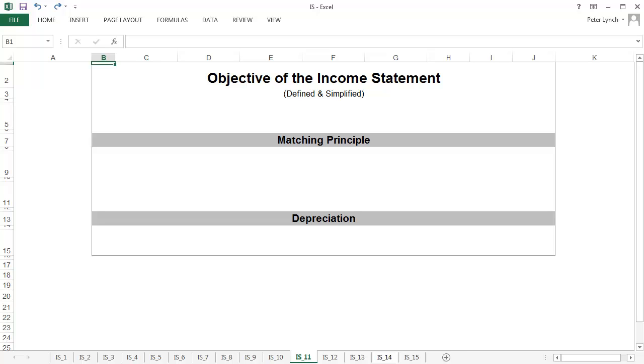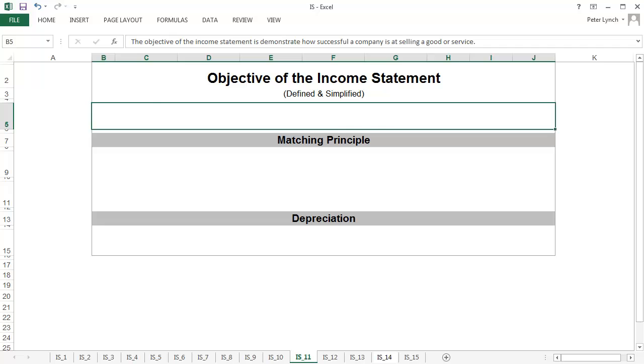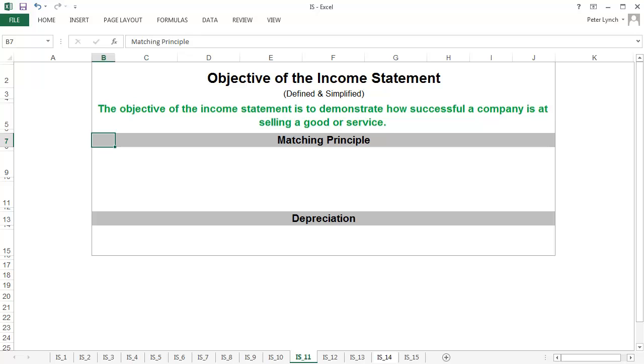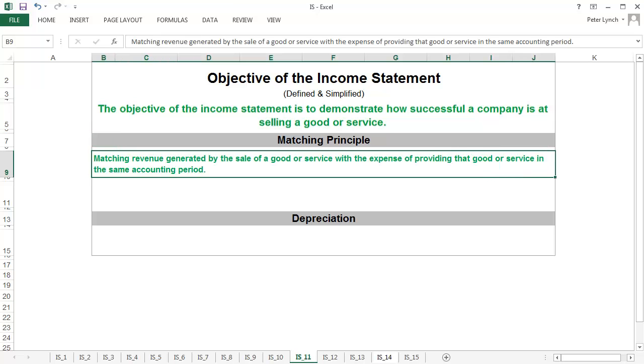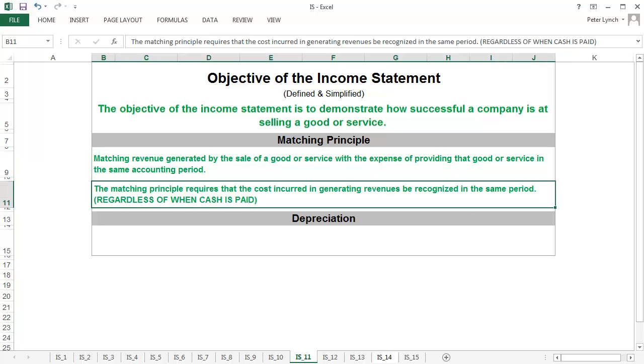With that, I want to return to the objective of the income statement to introduce a couple accounting concepts. So to echo what was said at the beginning of the video, the objective of the income statement is to demonstrate how successful a company is at selling a good or service. The first accounting principle used to better demonstrate this is the matching principle. This is the process of matching revenue generated by the sale of a good or service with the expense of providing that good or service in the same accounting period. Reworded slightly, the matching principle requires that the costs incurred in generating revenues be recognized in the same period. And it should be emphasized that this is regardless of when cash is paid.